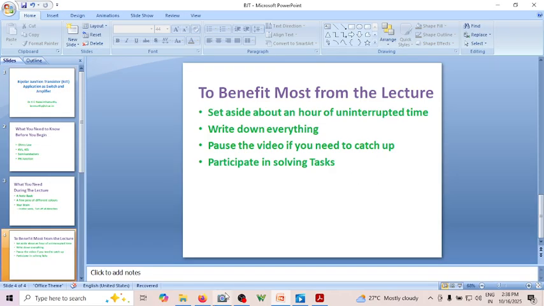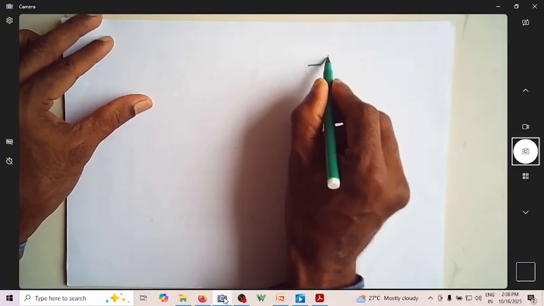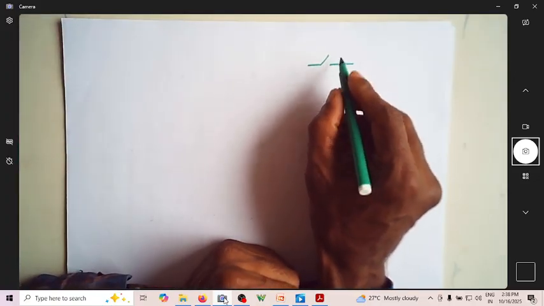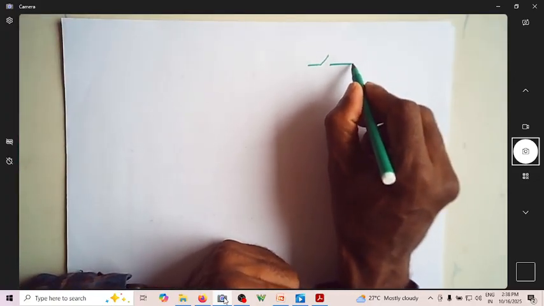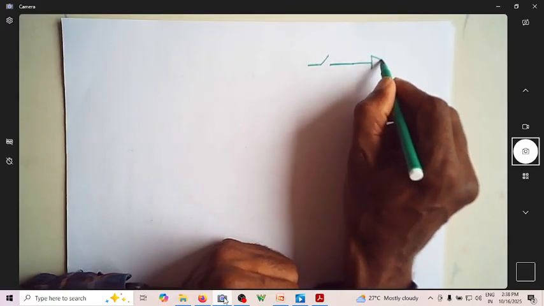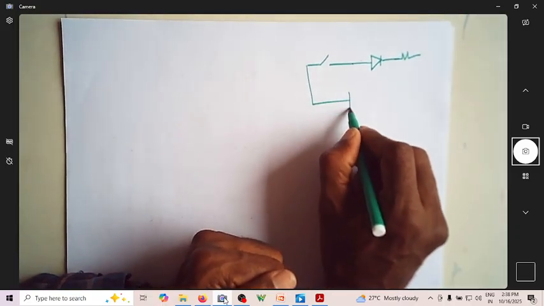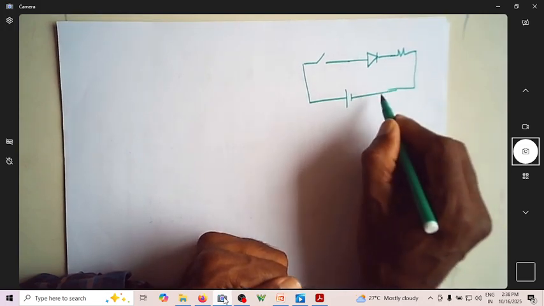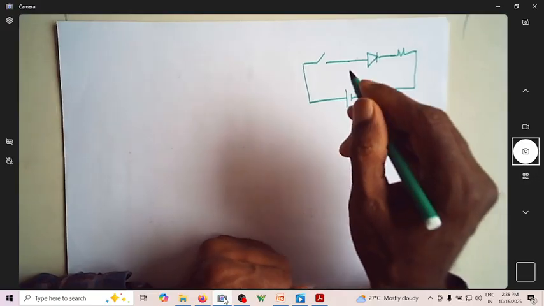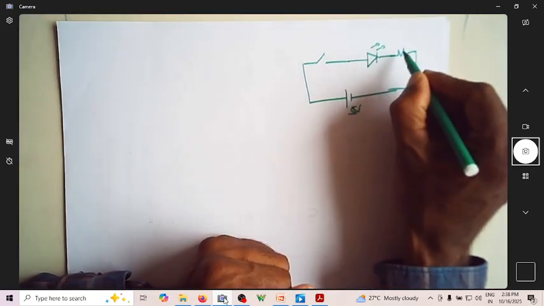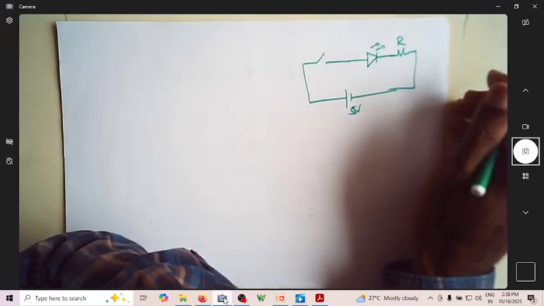So let us start with BJT, that is bipolar junction transistor, as a switch. This is what a switch means. Suppose you have an LED. Assume that I'm applying a voltage of around 5 volts. So 5 volt is applied, this is the LED, and assume that I have a current limiting resistor here.